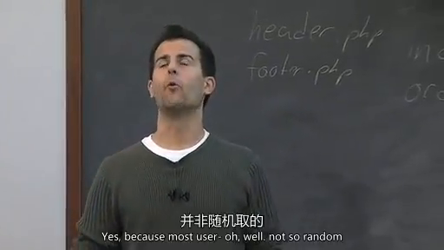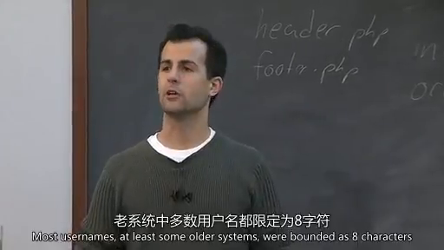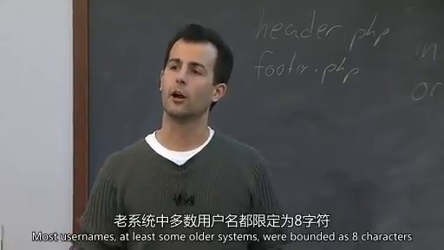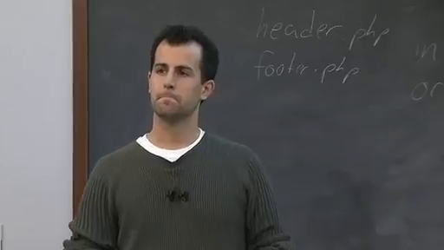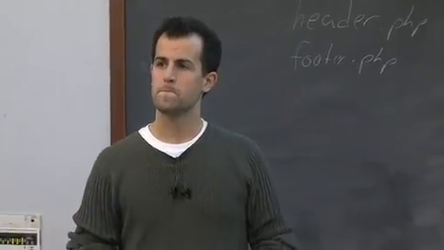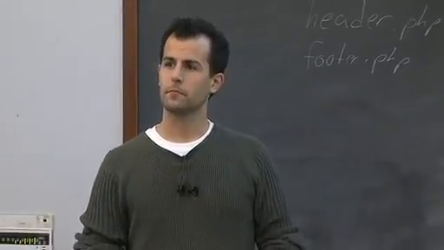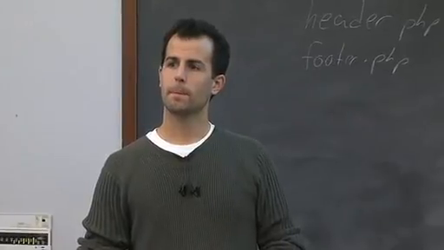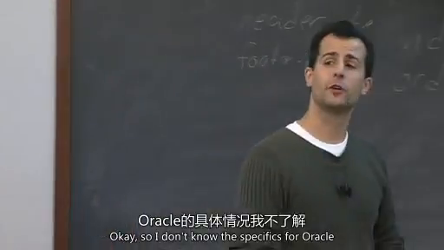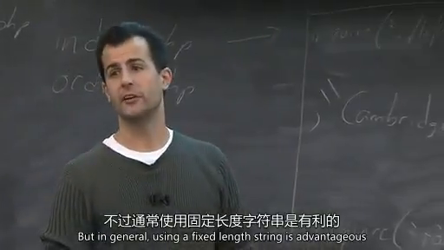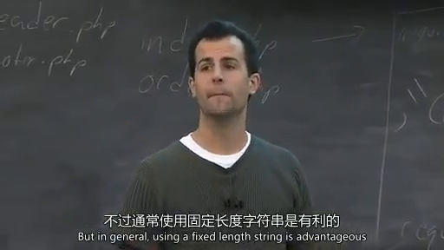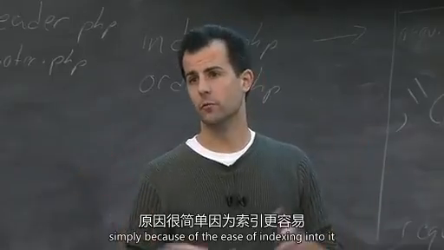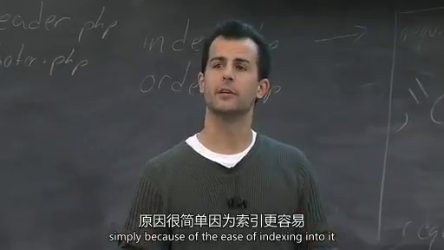Yes, because, well, not so random. Most usernames, at least on older systems, were bounded at 8 characters. My question is, in Oracle, there was actually a storage advantage to characters as opposed to varchar, but I can't remember the length. If you have a very short string, there's actually a storage advantage. Oh, okay. So I don't know the specifics for Oracle, but in general, using a fixed length string is advantageous simply because of the ease of indexing into it.